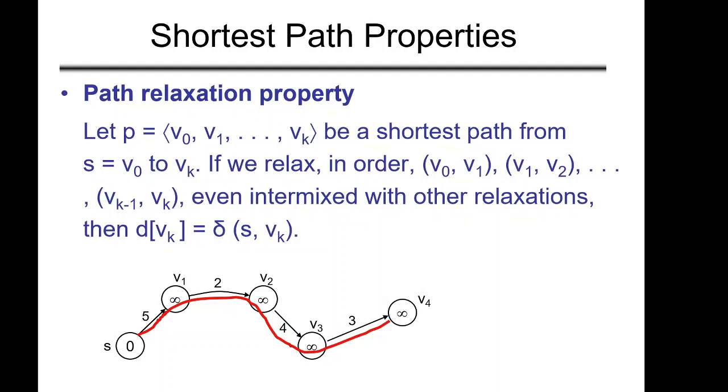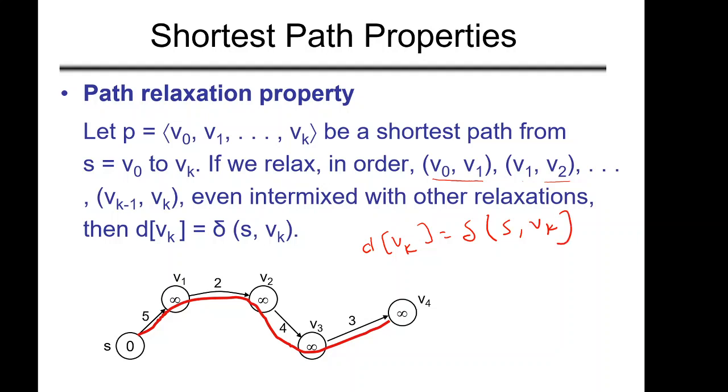Now there is another property called the path relaxation property. What this property is saying is, let's assume that there is a path P, okay, and the vertices of this path are V0 to Vk, and this is the shortest path from V0 to Vk. Now if we relax all the edges, V0 to V1, V1 to V2, in any order you can relax, but we have relaxed all these edges, then D of Vk is equal to the shortest path weight to Vk.